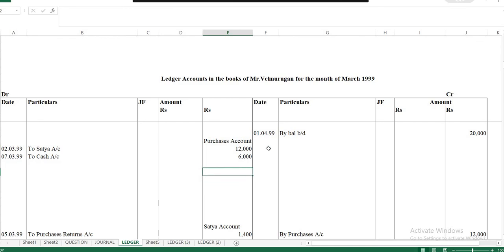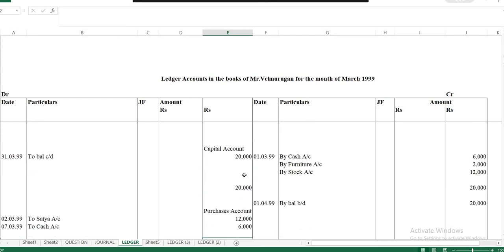Ma'am, is carrying down and brought down both necessary? Carry down is necessary, 20,000 carried down is necessary. Is bringing it down also necessary, ma'am? Yes, it is mandatory, because while preparing the next trial balance, this amount only you will be considering.